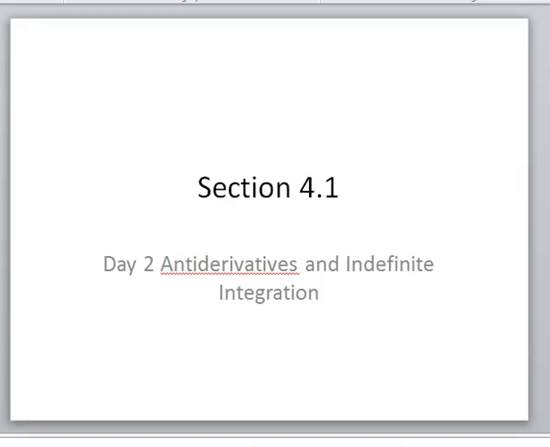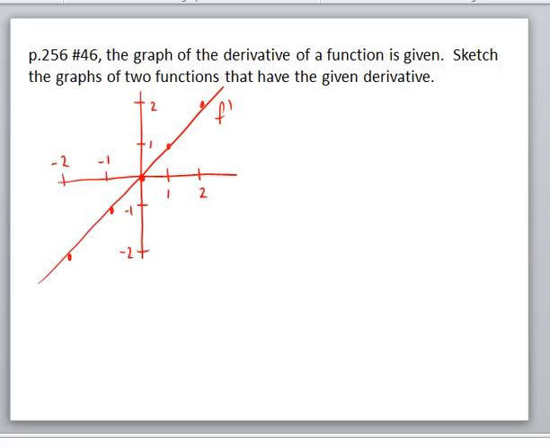Alright, we've started to learn the basics of antiderivatives and integrals. We're going to continue with that today, except today we're going to have the opportunity to find the actual solution, meaning the exact solution of the function that we started with, because we're going to be given a little bit more information.